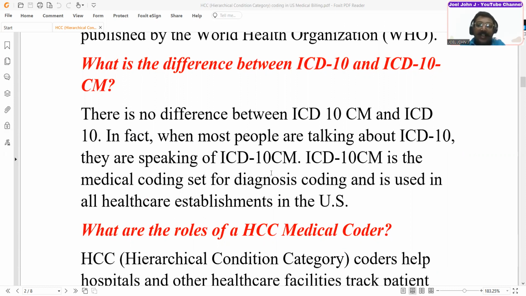Okay, friends, what is the difference between ICD-10-CM and ICD-10? In short, this is the correct answer: instead of saying ICD-10-CM, people shortly say ICD-10. Okay, clear now? So if anybody asks this question in an interview, both are the same. Instead of saying ICD-10-CM, some people say ICD-10.